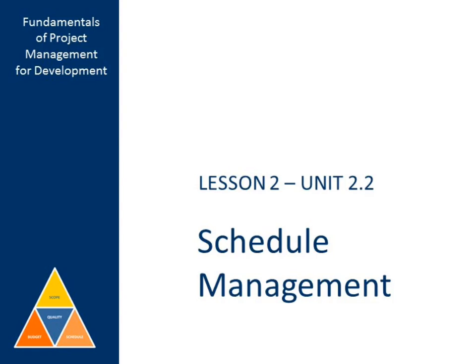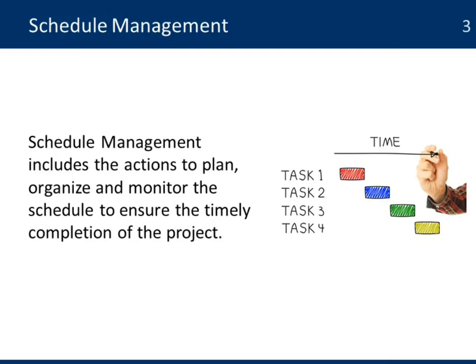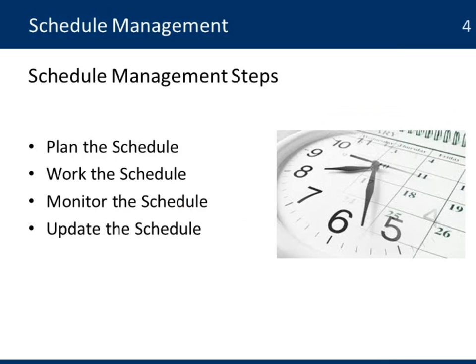Schedule management. This is the second process that we have, and schedule management includes the actions to plan, organize, and monitor the schedule to ensure the timely completion of the project. This is one of the constraints that we have in the project, and we know that every project has a beginning and an end, and in that time we need to be able to complete all the work that we plan in the project.